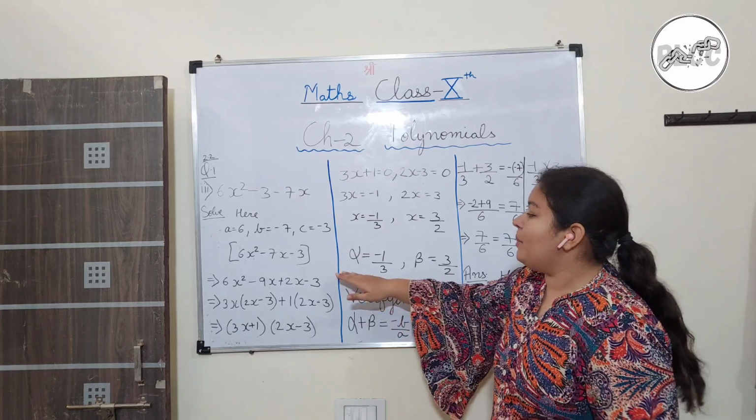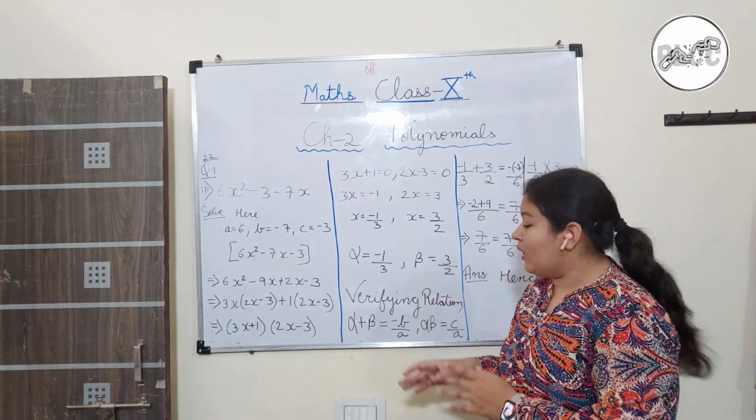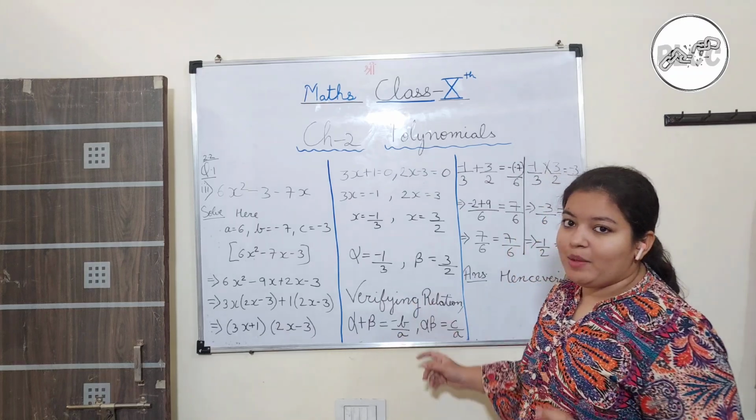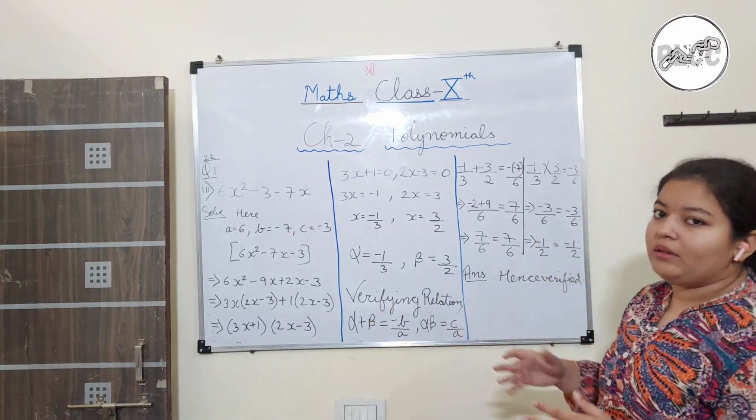We are complete with the first part of the question. Then the second part is to verify the relation. What's the relation? Always alpha plus beta is equal to minus b upon a, and alpha into beta is c upon a. So we have written it, and under this we will solve the question.